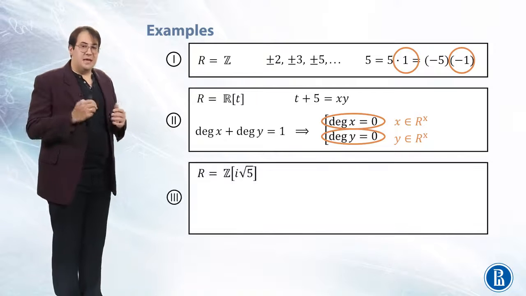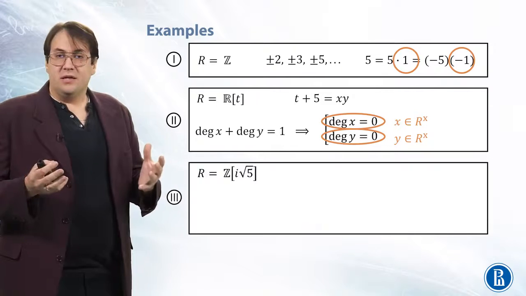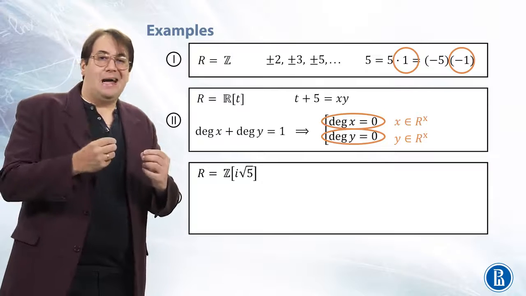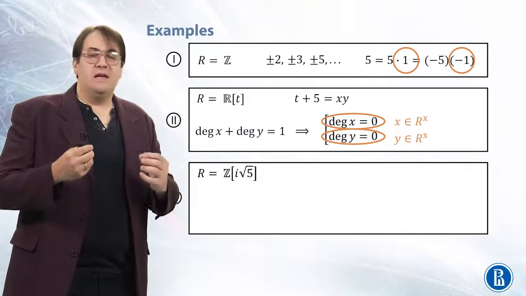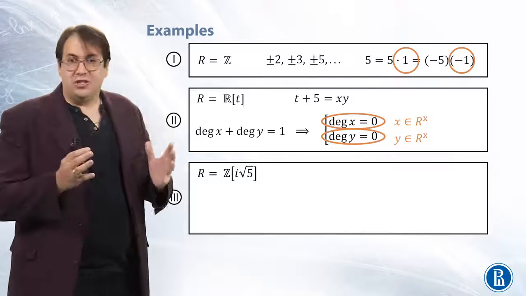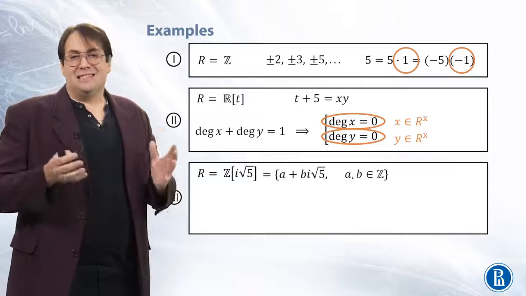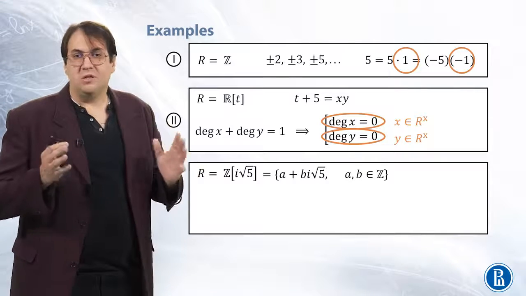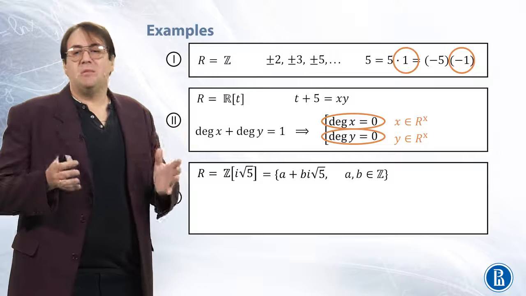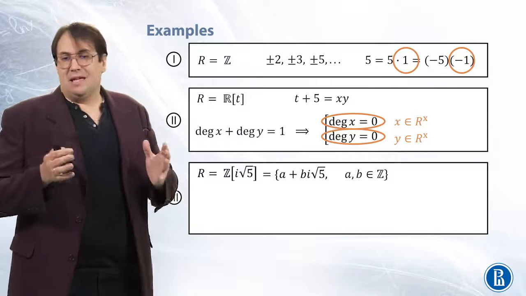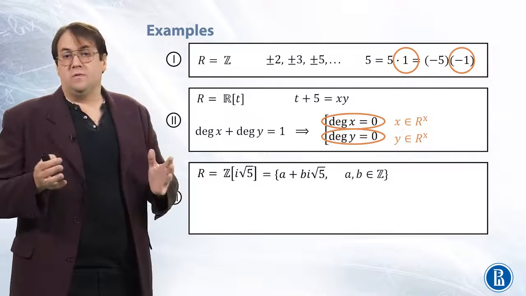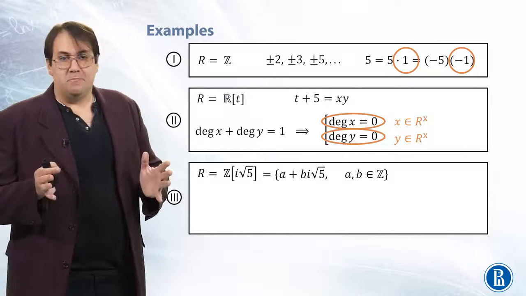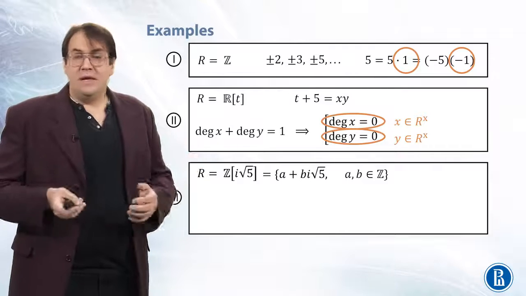Now we have a third example. Let's consider a ring which we gain by adding i multiplied by square root of 5 to the ring of integers. Actually, this is a set of all complex numbers that can be represented in the form a plus bi square root of 5, where a and b are arbitrary integer numbers. Well, this is also a ring.